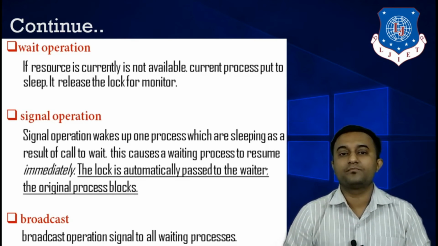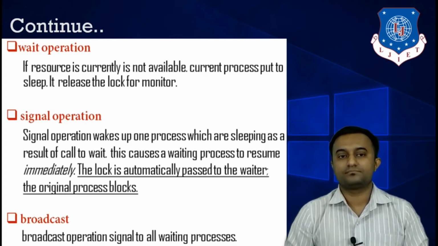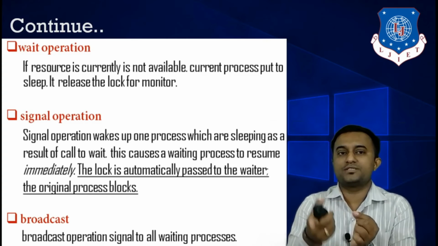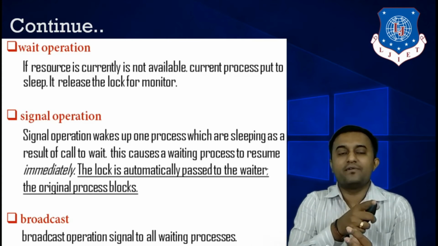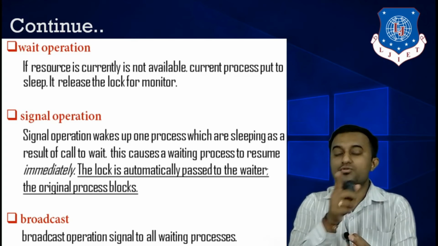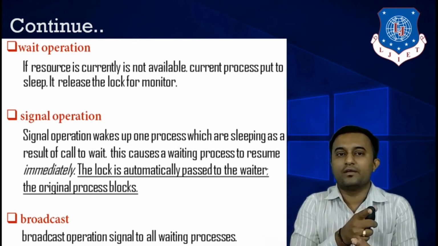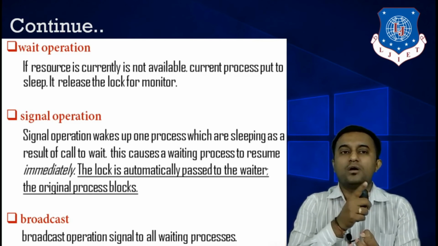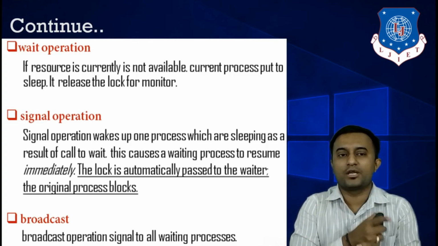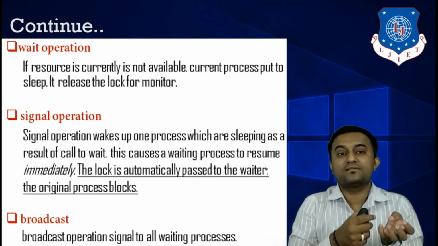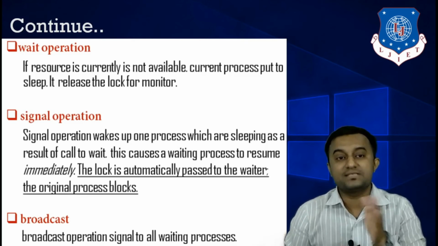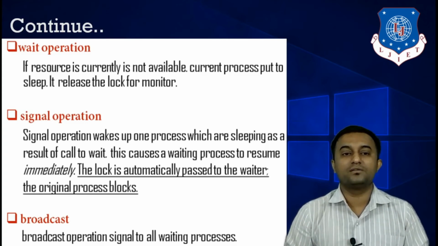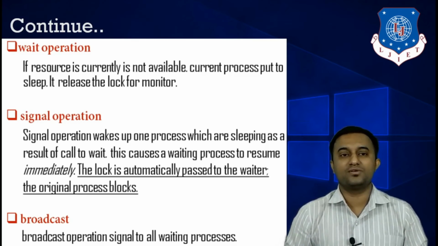the waiting process to resume its execution once the data resides in the buffer, because with the help of the wait operation we have put that current process into a condition variable queue, which we are going to discuss. One more queue we need to maintain. That current process is located in a condition variable queue, so that process will resume its execution when signal is called. The lock is automatically passed to the waiter. The original process blocks in the case of the signal operation.